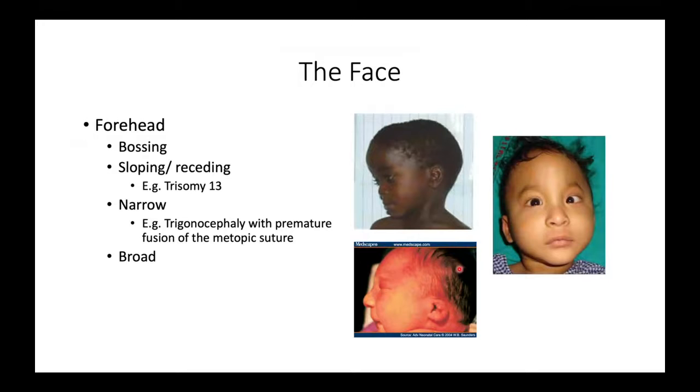All right, so we're at the hairline now and we're on to the face. We've spoken about the forehead already, which could be bossed, sloping or receding, or maybe narrow, especially looking from above, associated with premature fusion of the metopic suture. So from above, it looks triangular, and that's called trigonocephaly. Or the forehead may be broad. So we can appreciate the frontal bossing here. We can appreciate the receding or sloping forehead.